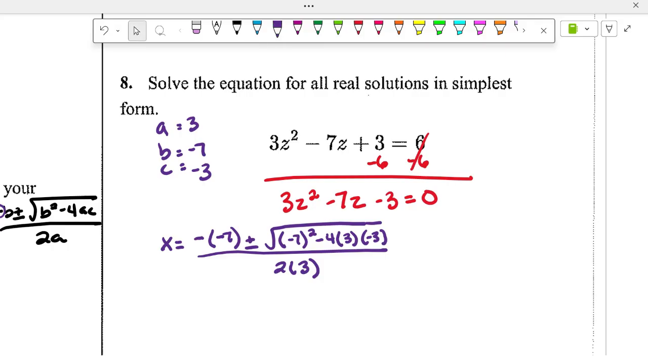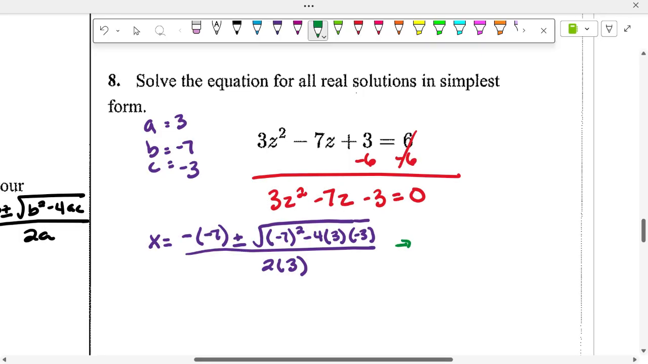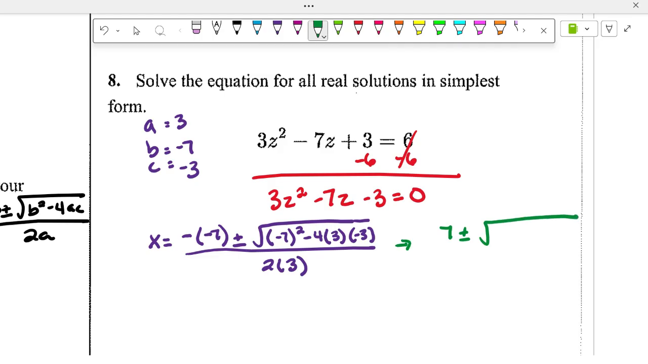All right, so now I'm going to simplify all I can simplify. So what's a negative times a negative? Positive. So I have positive 7 plus or minus the square root. What's negative 7 squared? Not negative 49, positive 49. Now, what's negative 4 times 3 times negative 3? Positive 36. So we do plus 36, not minus anymore. All over what? 6. 2 times 3, 6.